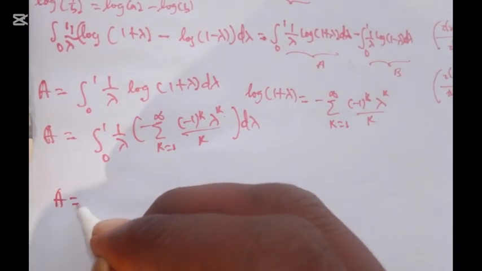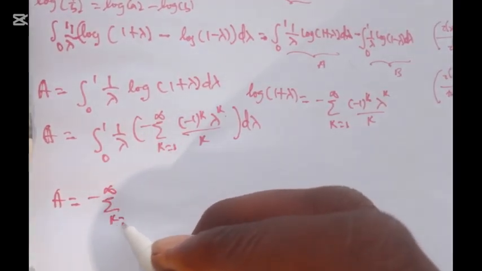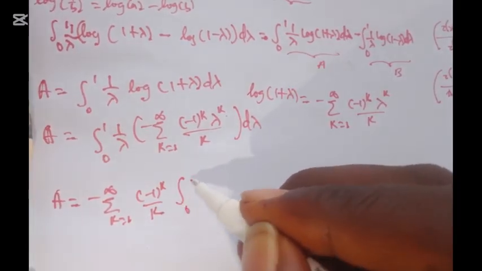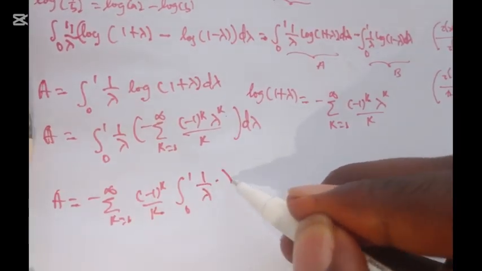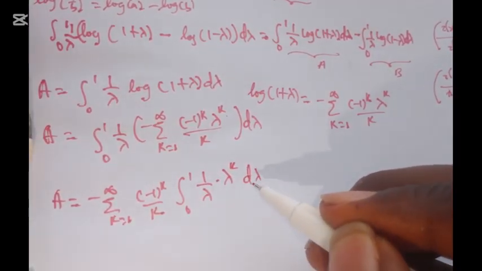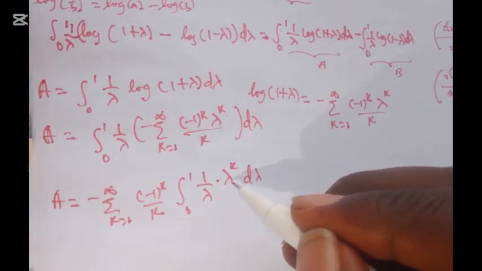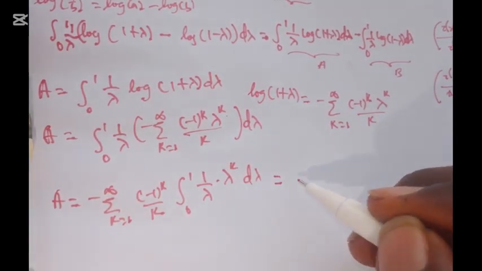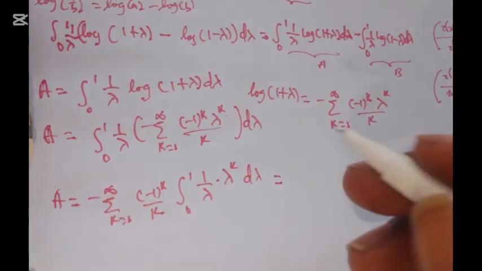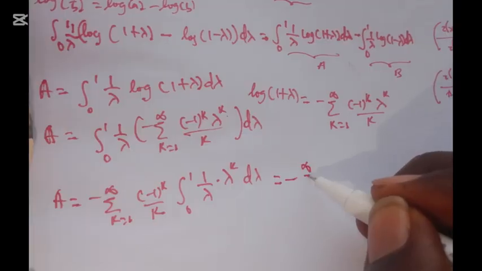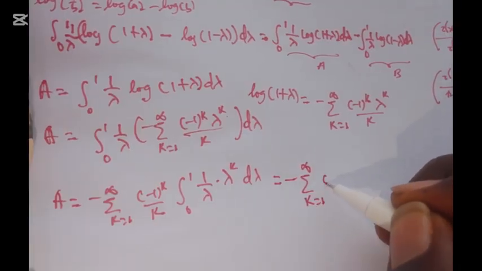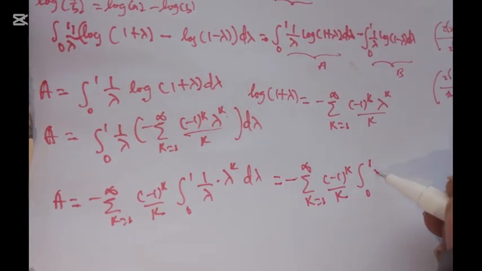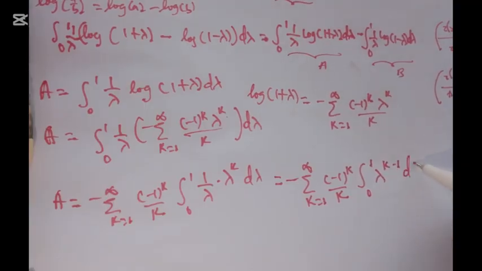So we have A equal to negative sum of k from 1 to infinity of (-1)^k over k, then the integral from 0 to 1 of 1 over λ multiplied by λ^k, dλ. Then if you apply the law of indices here, 1 over λ multiplied by λ^k will be λ^(k-1). So A is now equal to minus sum of k from 1 to infinity of (-1)^k over k, times the integral from 0 to 1 of λ^(k-1) dλ.